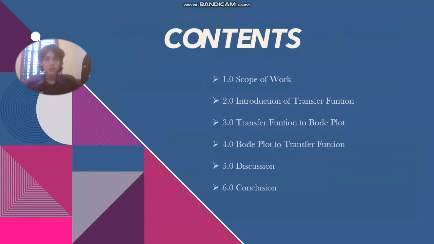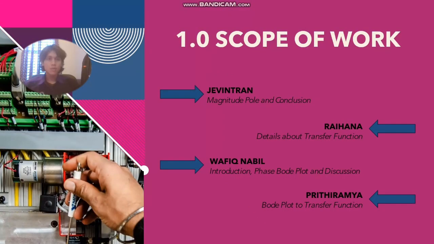So these are our contents. First, scope of work, introduction of transfer function, Bode plot, transfer function, discussion, and the last one is conclusion. This is the scope of work, where each of us presents our part. Jevintran will present about magnitude, pole, and conclusion. RAIHANA will present about details, transfer function. Rafiq is me: introduction, Bode plot, and discussion. And the last one, PRITHIRAMYA, will present about Bode plot to transfer function.